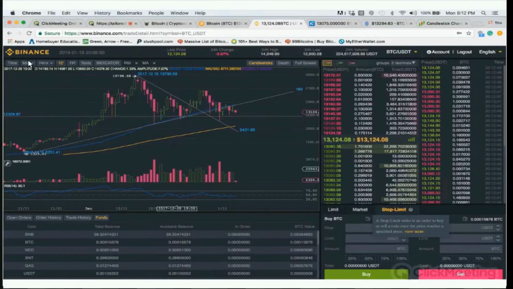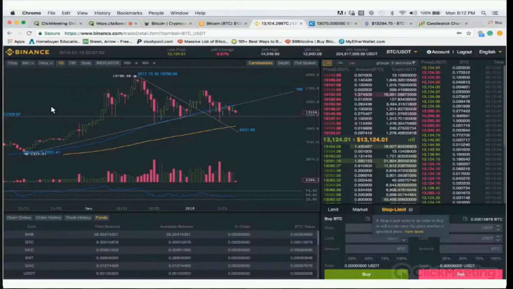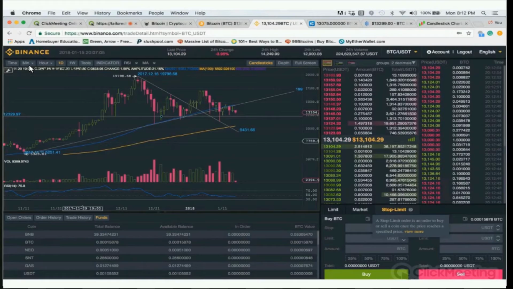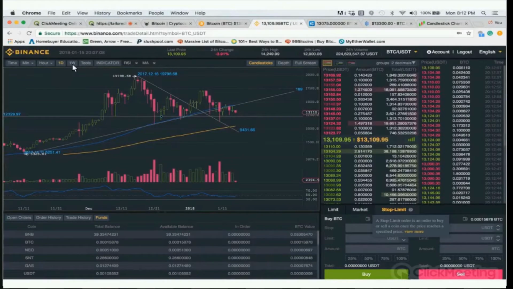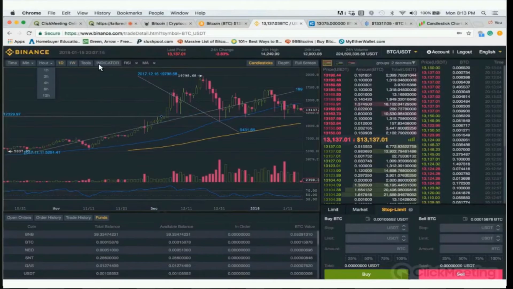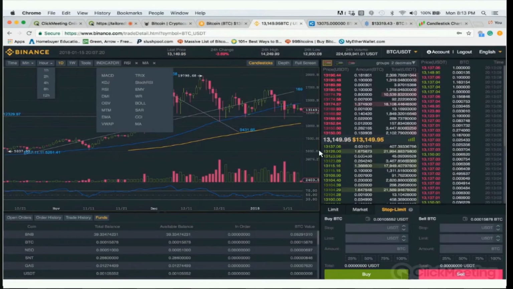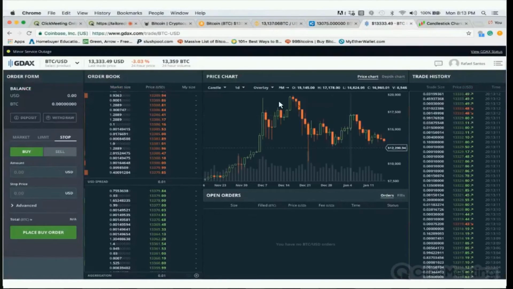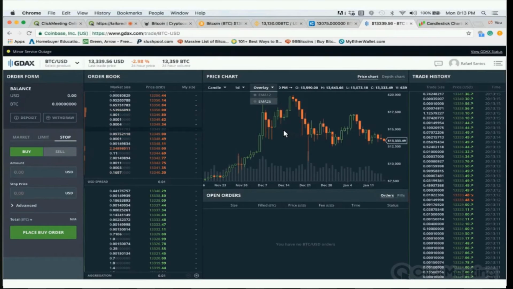I'm not going to get too much into the tools and indicators here. This is the same for each exchange, each platform. You can switch from daily to weekly to hourly time frames. There are different indicators and different features. For example, on GDAX, they don't have the EMAs or anything that Binance has. They only have two EMAs available and they're preset for you. So I don't really do much price analysis on GDAX. There's not a lot of features.